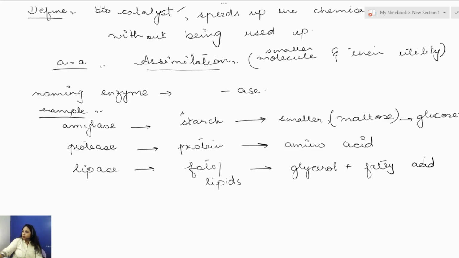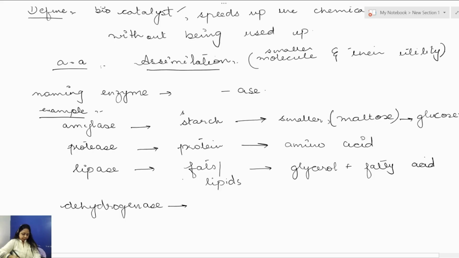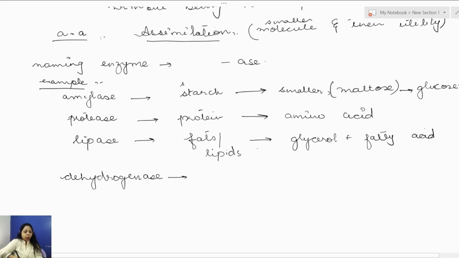Then the next one, let's talk about the other one. There is one enzyme known as dehydrogenase. What does it do? It would remove the hydrogen part. Okay. The name is quite simple because there are many molecules in our body that contain the hydrogen part. It removes that. Okay. Then there is another enzyme, catalase.